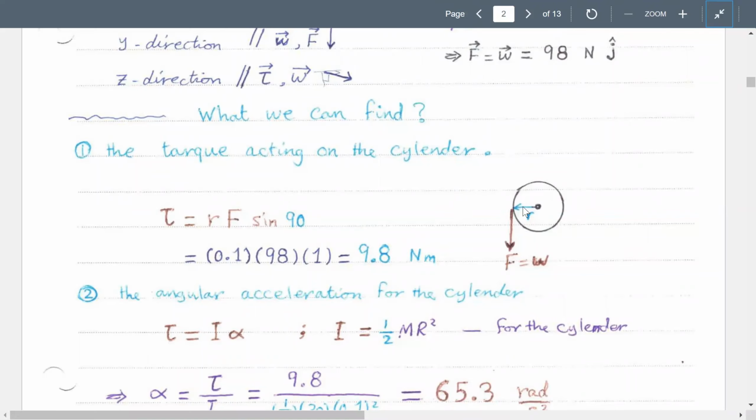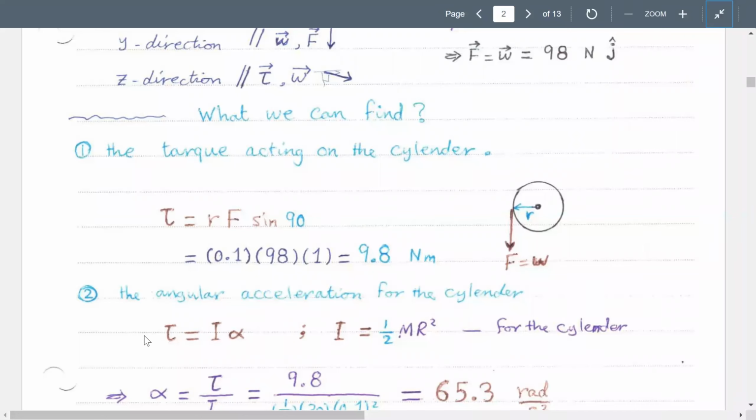As you see here, this is R, this is F, which is the weight. R is 0.1, the force is 98, and sine 90 is 1. So the torque is equal to 9.8 Newton meter. It is a force, but a rotational force.